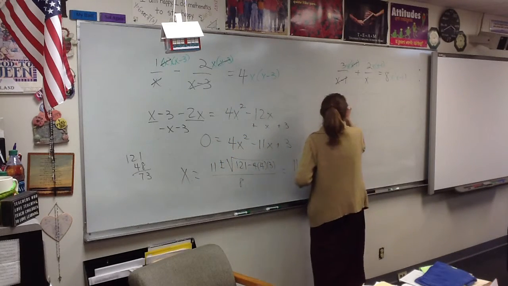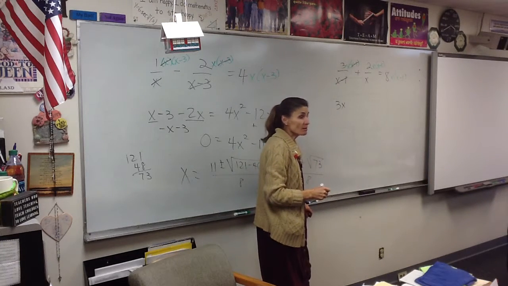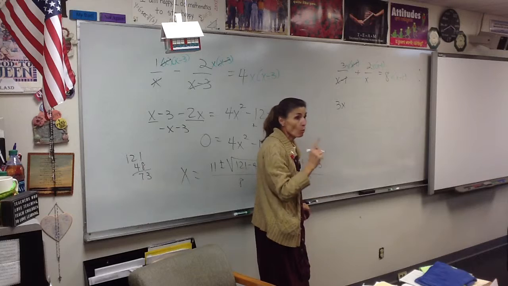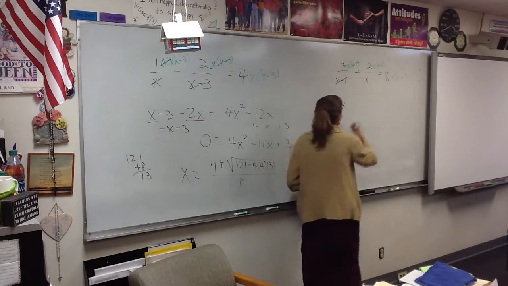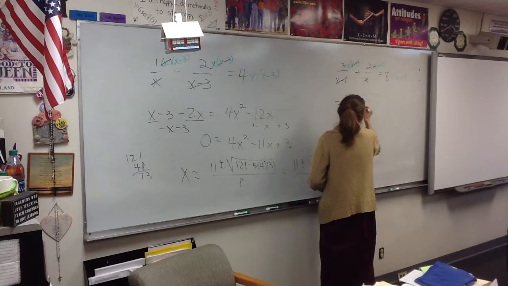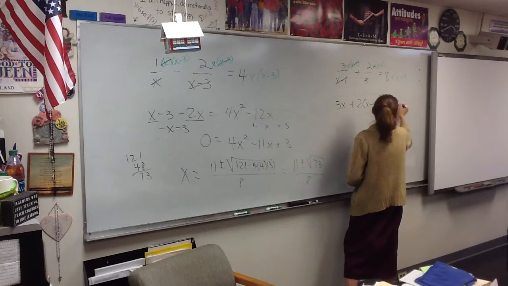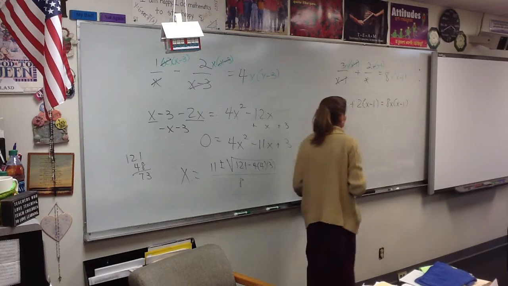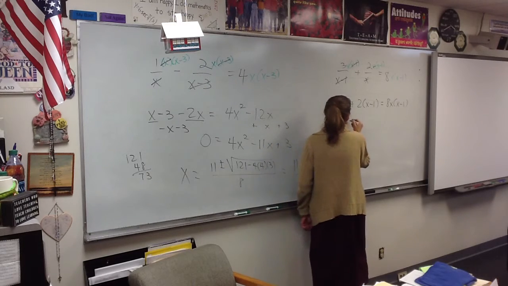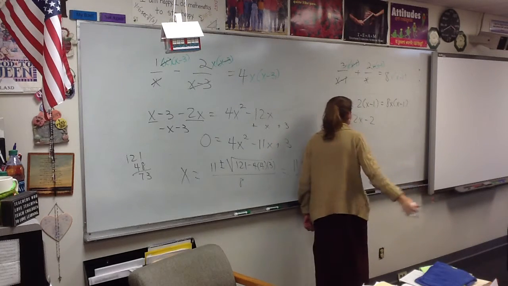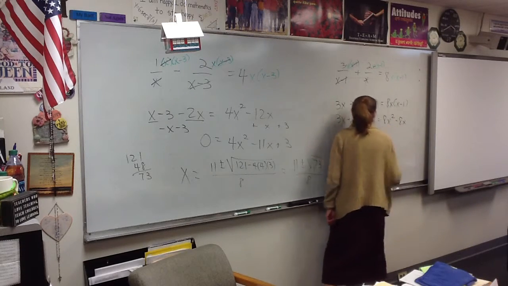X minus 1's cancel, leaving you with 3x. Remember, if my denominator doesn't cancel, I'm messed up, because that's the whole purpose of what I'm doing. I want to get rid of those denominators. Plus 2x minus 1 equals this. Nothing cancels. All right, so we've got 3x plus 2x minus 2. You still with me, Lauren? Yeah. Equals 8x squared minus 8x.